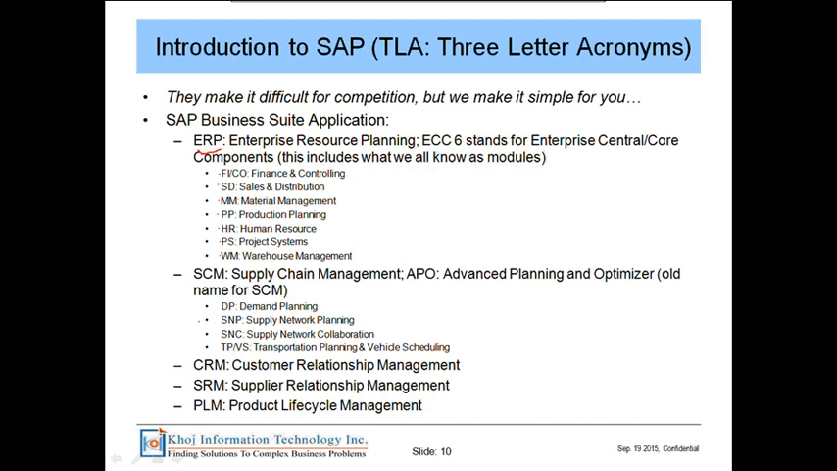SRM, supplier relationship management, working with your vendors, right? Making sure that you have the right relationships there, you can track the raw material, you can pay your vendors on time. And then PLM is the life cycle of the product through your SAP system. Life cycle of a product does not mean from raw material to finished goods. That's supply chain.